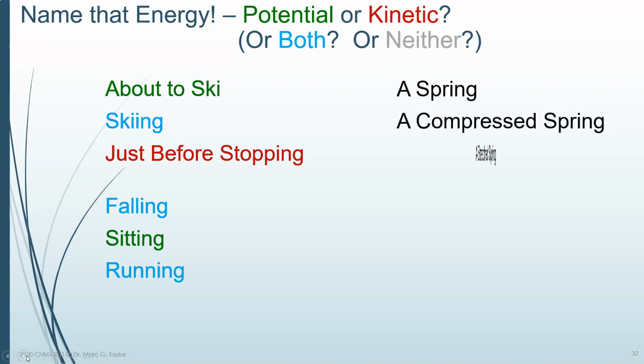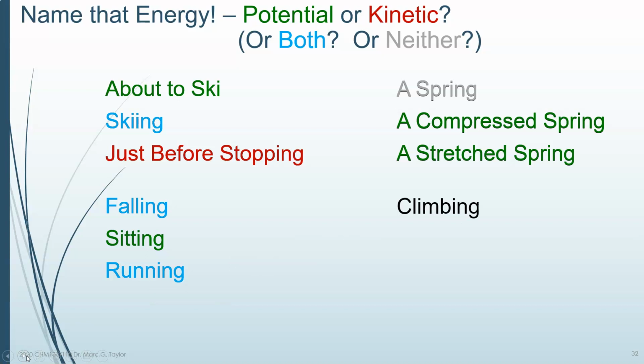A spring, a compressed spring, a stretched spring. Well, people look at a spring and they go, oh, that's potential energy. No, the spring by itself, if it's not compressed or stretched, doesn't have anything. There's no energy stored in it until you compress it or you stretch it. Then it's potential energy, because once you let go of it, it will move. A stretched spring will spring back to being smaller, and a compressed spring will stretch back to being larger. Climbing: you're moving and you're above the ground, so that's both.